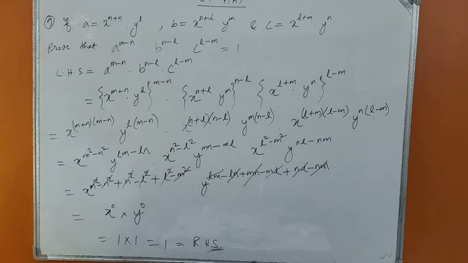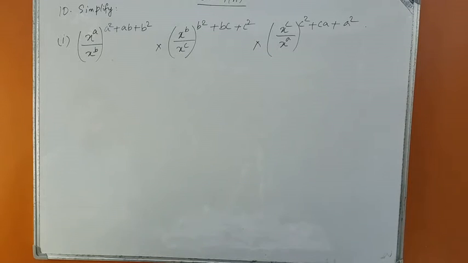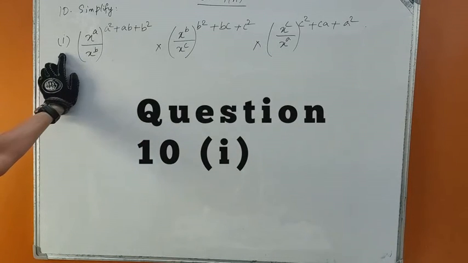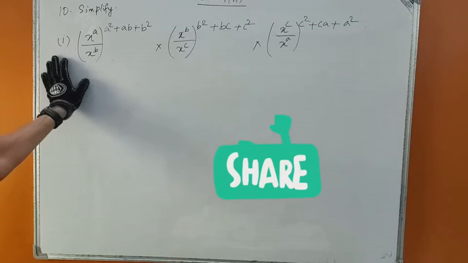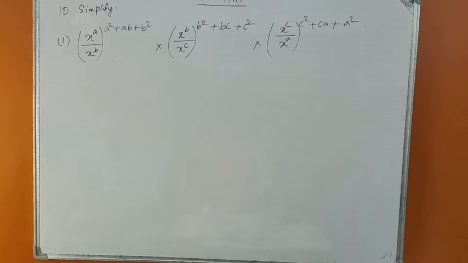Now let's do question number 10, okay? To question number 10, simplify. This is question number 1 of 10, okay? Sub number 1 of 10. We are asked to simplify this expression.